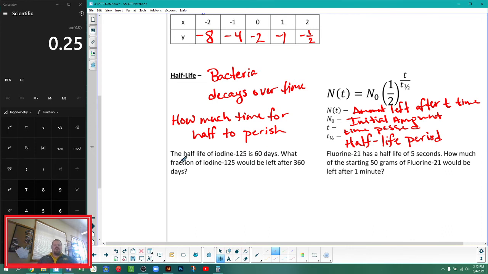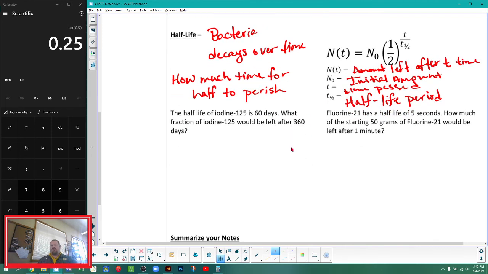Okay, so in this first one here, it says the half-life of iodine 125 is 60 days. What fraction of iodine 125 would be left after 360 days? So we don't have an initial amount on this problem, so we're just going to consider it to be 1. And then our answer is going to tell us how much is left. Okay, so our N0 is going to be 1.